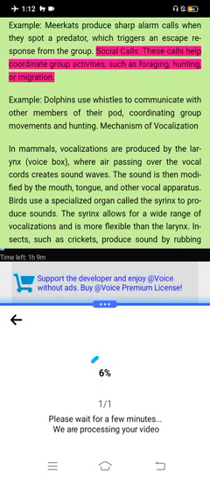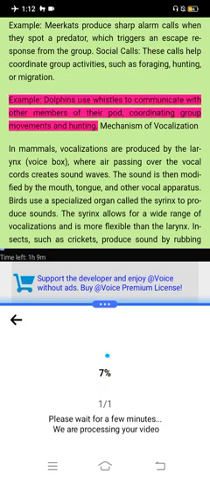Social calls. These calls help coordinate group activities, such as foraging, hunting, or migration. Example, dolphins use whistles to communicate with other members of their pod, coordinating group movements and hunting.